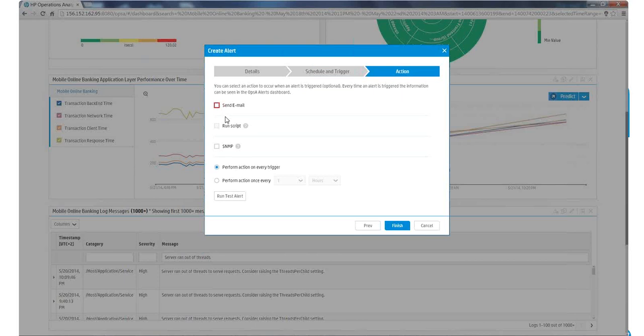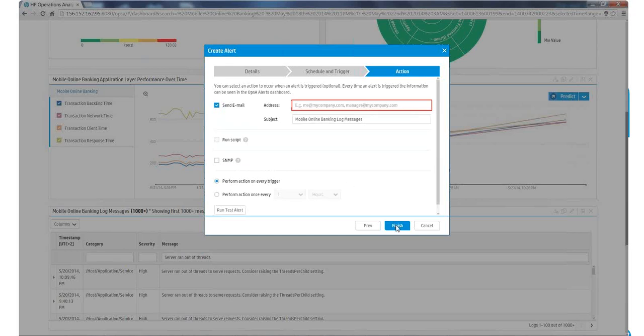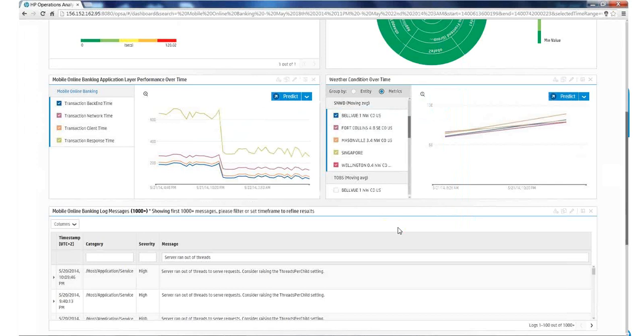She can run a script, which can be a remediation script, or she can send an SNMP trap. In this case, she will have an email generated, and in this email, she will receive the notification that the system is beginning to degrade. So once the alert is triggered, she'll receive this email, and she will know what she needs to do next.